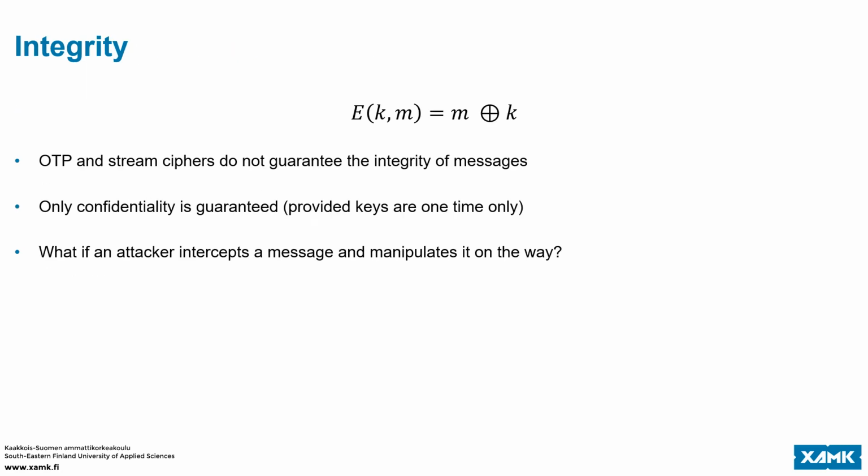Let's then move to the second security consideration, which was the integrity of messaging. The one-time pad and the stream ciphers do not guarantee the integrity of the messages. Only confidentiality is guaranteed, provided that the keys are one-time use only. So if an attacker intercepts a message and manipulates it somehow, it's perfectly possible that your message does not arrive intact.